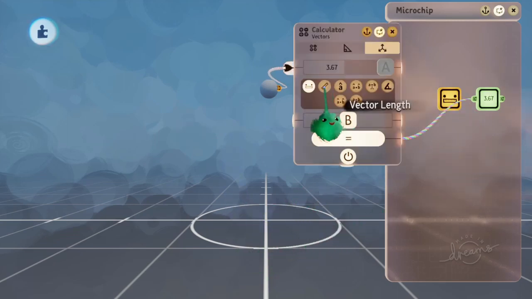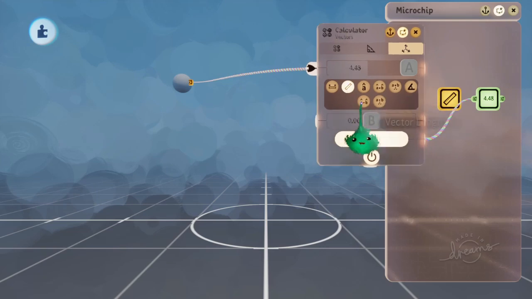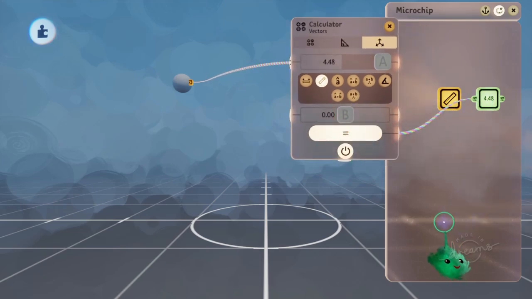And then there's vector length. So we talked about this just giving us a position vector, and the length of that vector is from the zero point in the scene, the distance going to that position. So that's what this is sending, the vector length, and it's sending out 4.48.